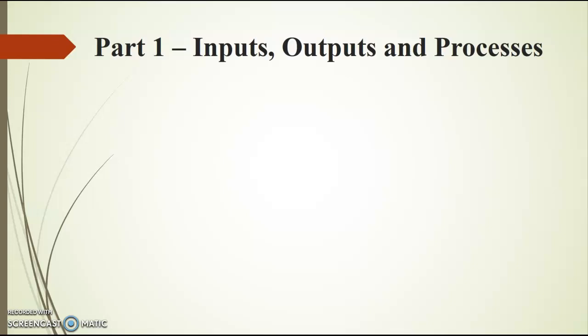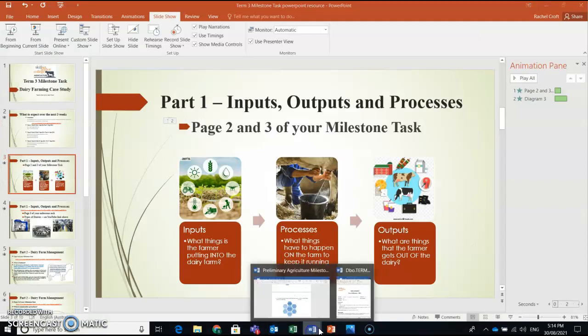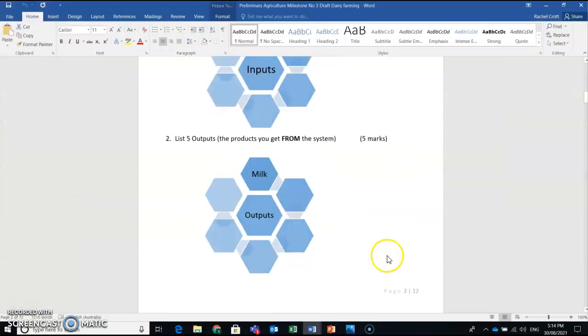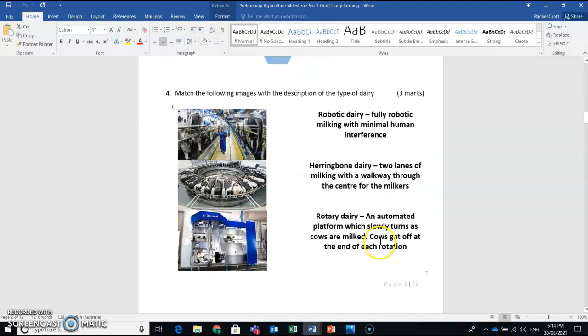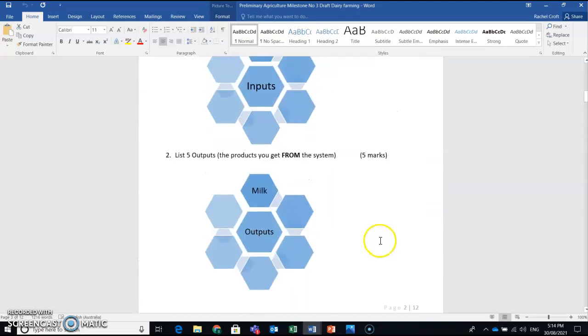In this video I'm going to be talking to you about how to do part 1 of your dairy farm case study milestone task, which is inputs, outputs and processes. I'm going to show you what that part of your task looks like. It looks like this. It can be found on page 2 and 3 of your milestone task.